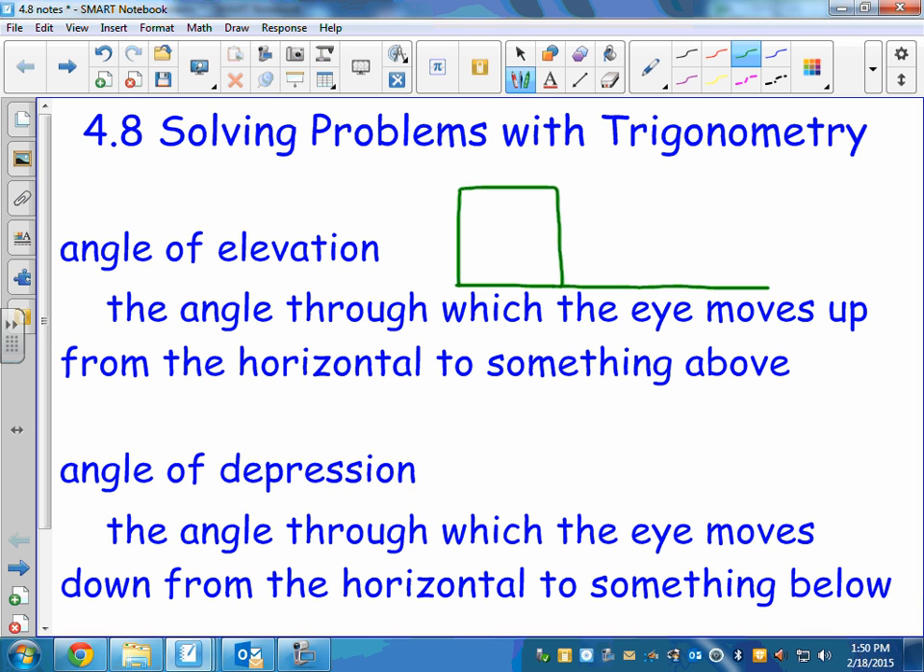Before, people always had trouble setting up the angle. Like, where do I put the angle? There are two types of angles they can give you: an angle of elevation and an angle of depression. Here's the definition of them, and then we're going to draw it out here.